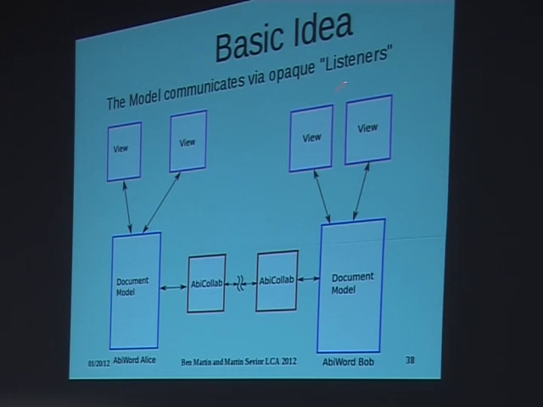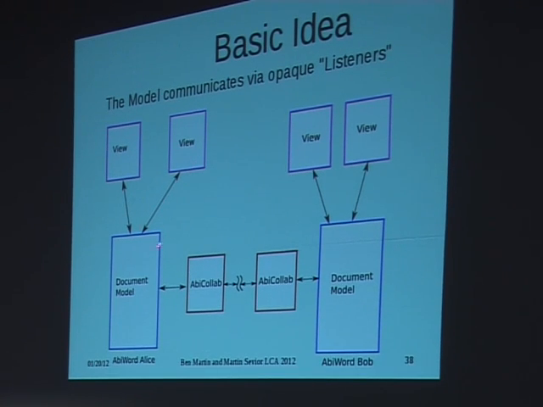So the basic idea is that we have a document model and it communicates via opaque listeners. So we have a document model and then we have views that are attached to this model. These views can either be things like an actual view of what Abiword looks like when you print it, when it's on the screen, or you can export or import to different file formats through these views.